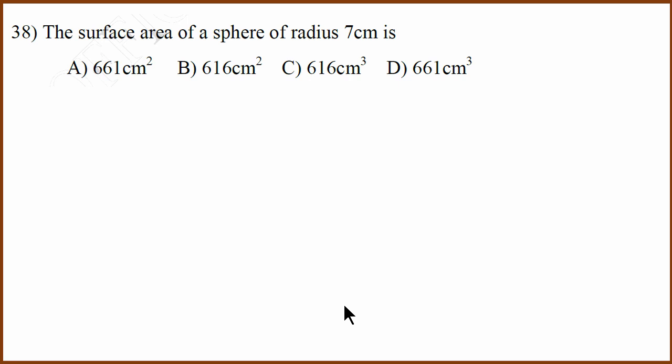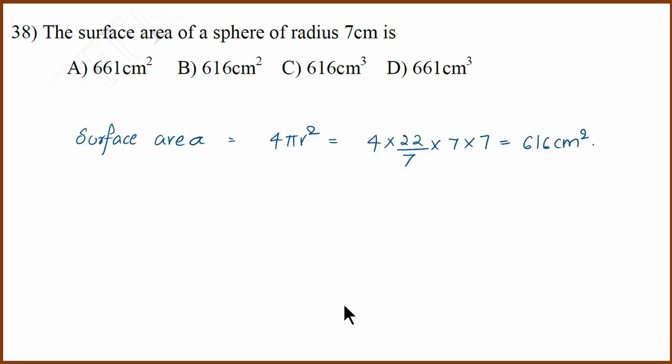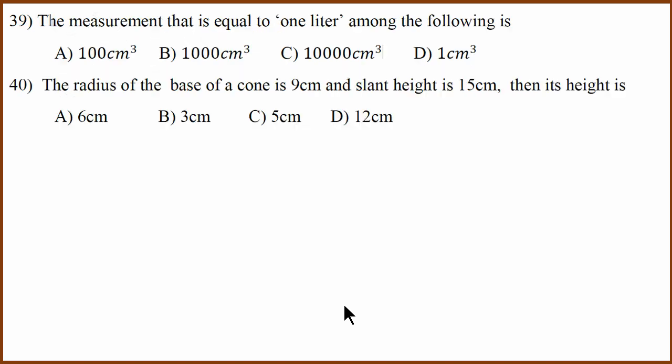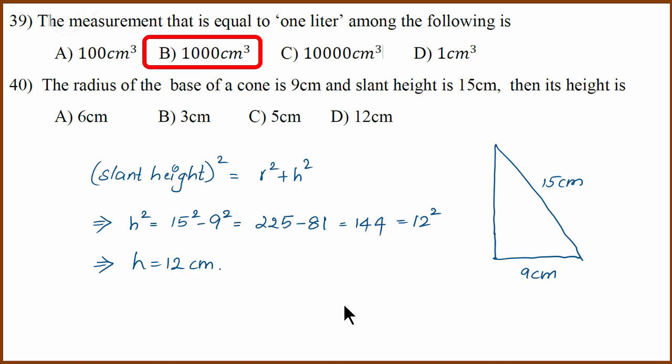Surface area of a sphere of radius 7 centimeters. It's quite a common question. If you apply the formula, you get 616 centimeter square. Surface area is centimeter square, not centimeter cube. Centimeter cube will be volume. 39th and 40th question. Okay, 39th question is, what is 1 liter? 1 liter is 1000 centimeter cube.